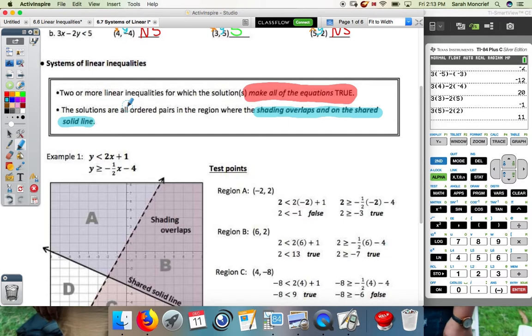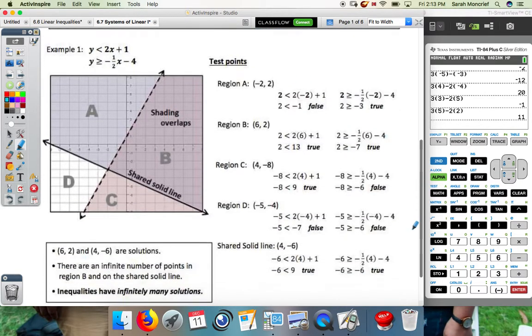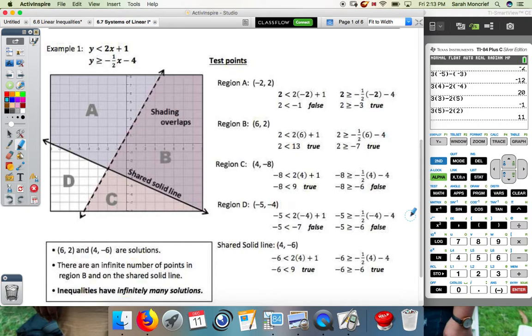So let's look at an example of that. We were given first these two inequalities: y is less than 2x plus 1 and y is greater than or equal to negative 1/2 x minus 4. So we just want to talk about what is going to be a solution here. But hopefully you remember how to graph these, by graphing it like we would any other line, and then shading.